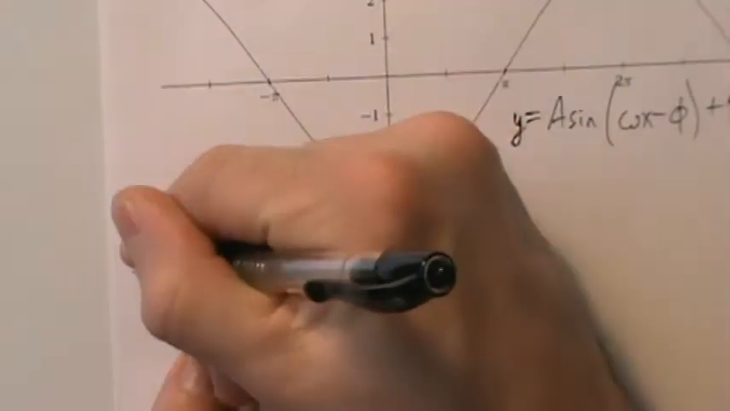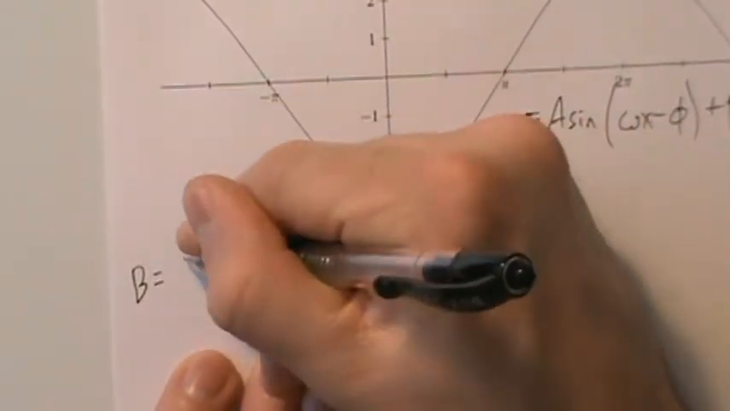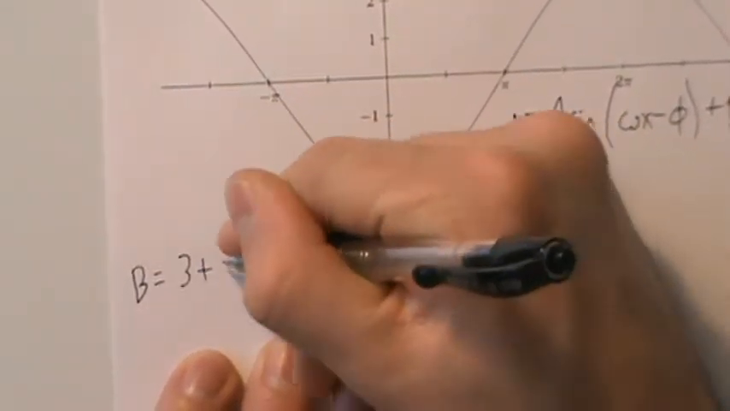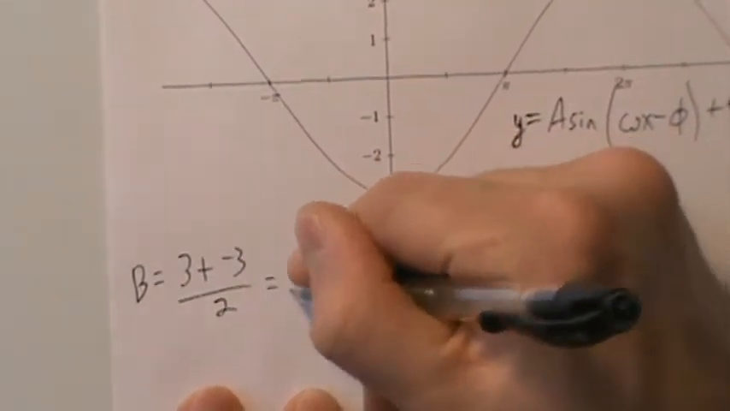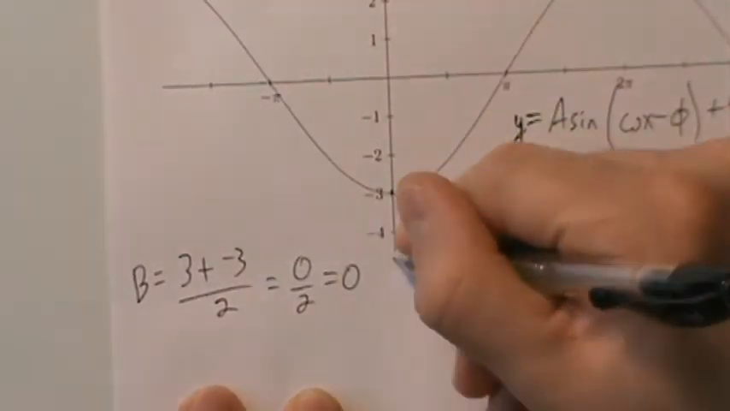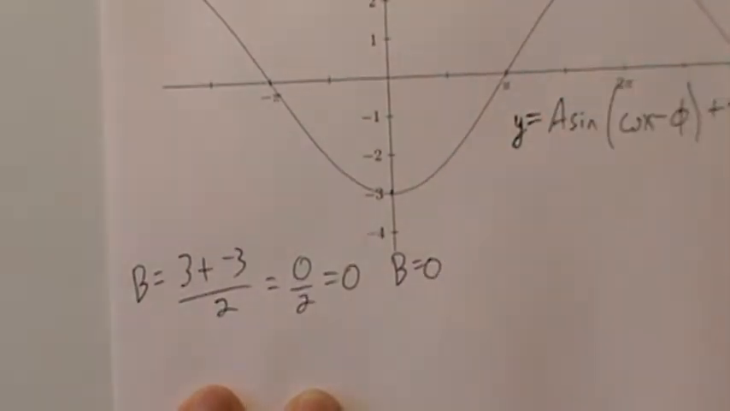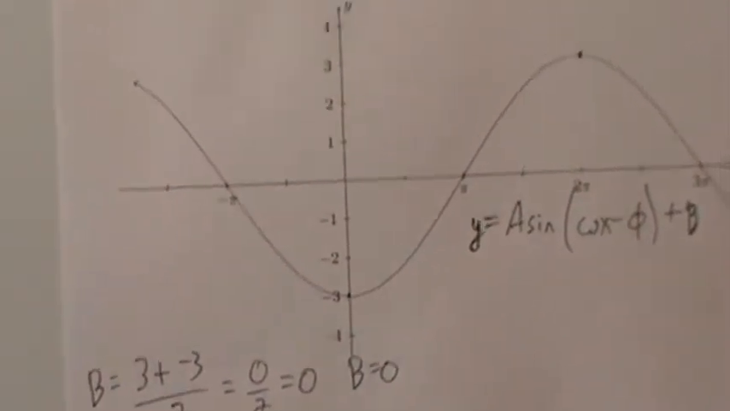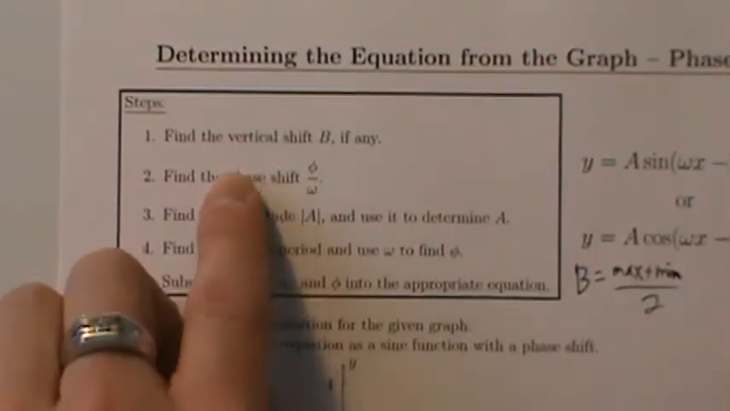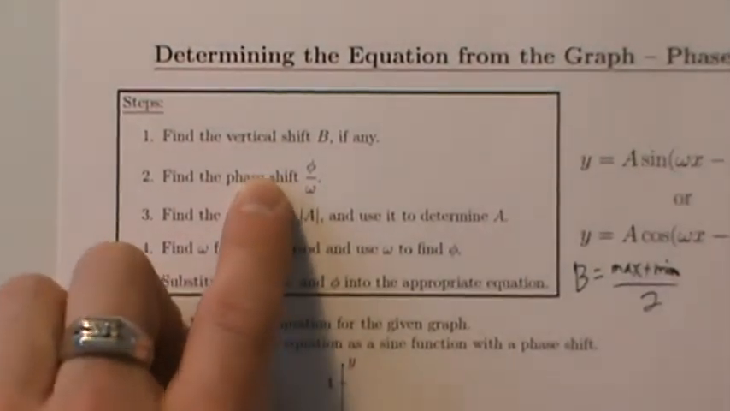So then b is going to be the maximum 3 plus the minimum negative 3, all divided by 2. 3 plus negative 3 is 0, 0 over 2 is 0, so b equals 0. That's great. Okay, that's great. Oh, it doesn't really matter, I guess. So anyway, now step 2, find the phase shift phi over omega. So that's going to be a little bit different now.